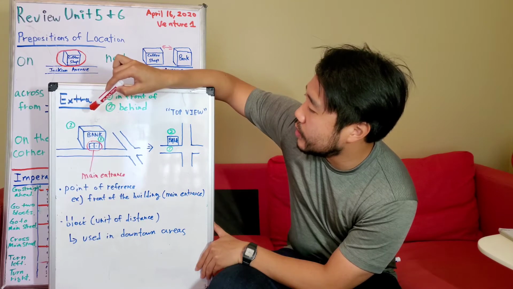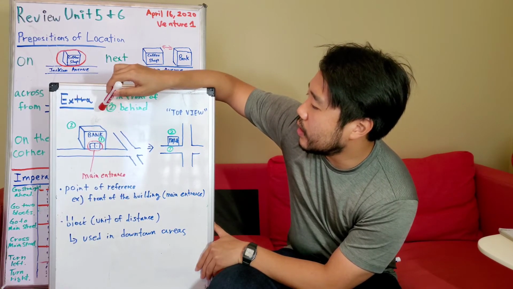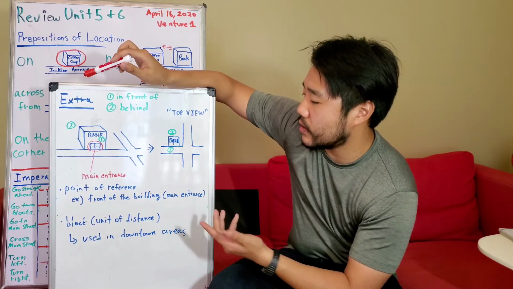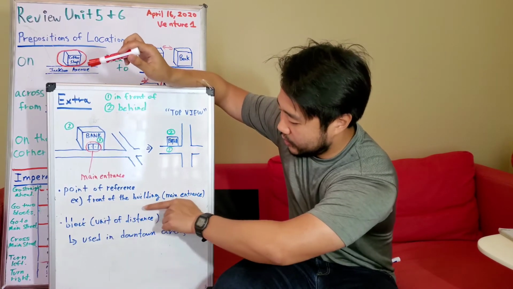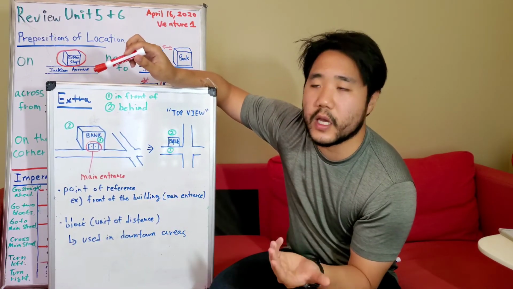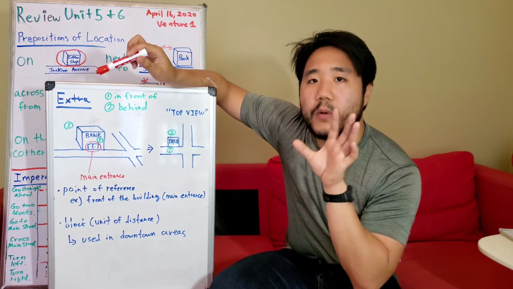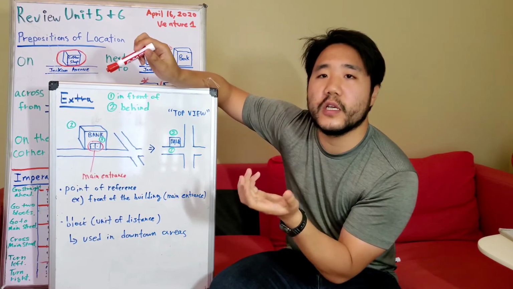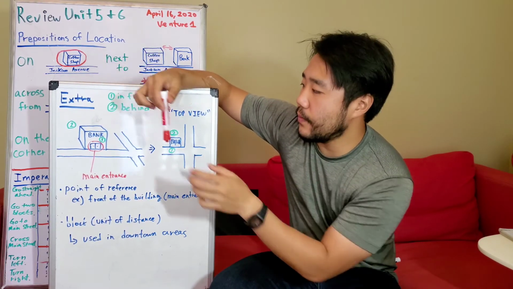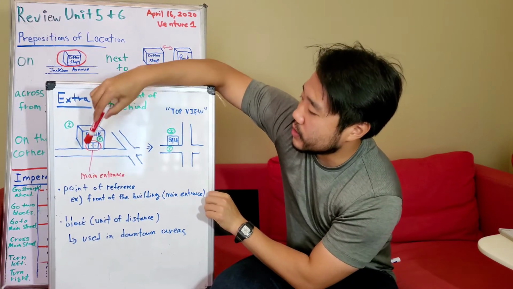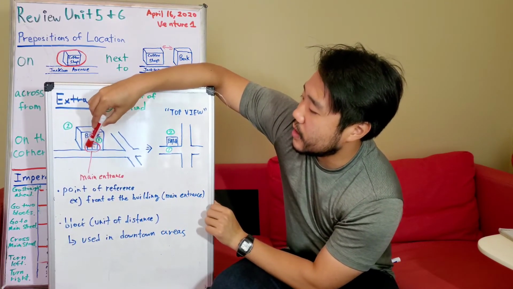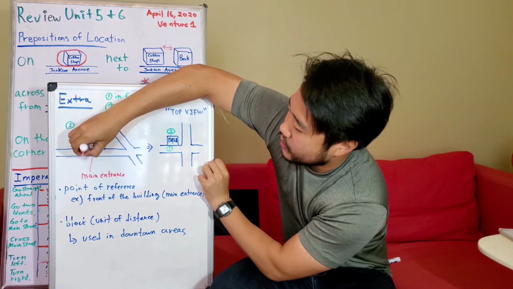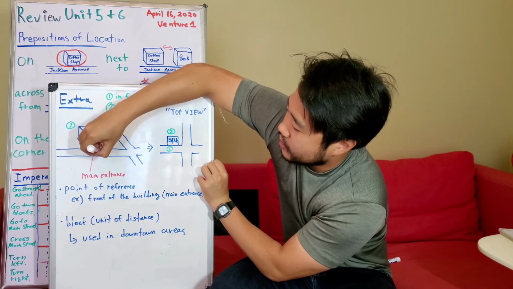So for these propositions, I just want to emphasize a point of reference. So point of reference here, I wrote it down. Example is front of the building, or where the main entrance is located at. So if you're thinking about a building and you want to use in front and behind, it's usually where the main entrance is located at. So for here, the main entrance is here. So I say, for example, if I draw a person here, sorry, let's say I draw a person here.